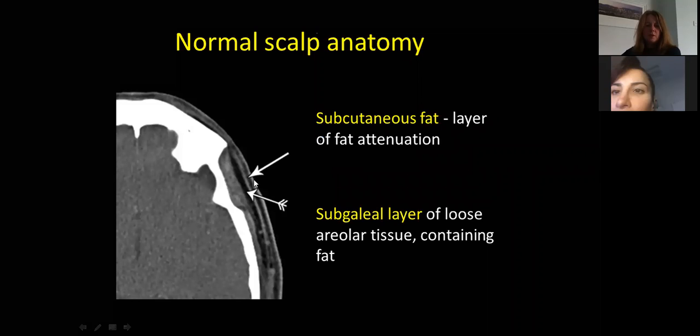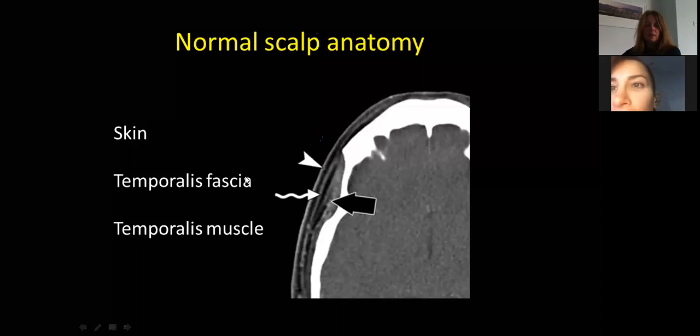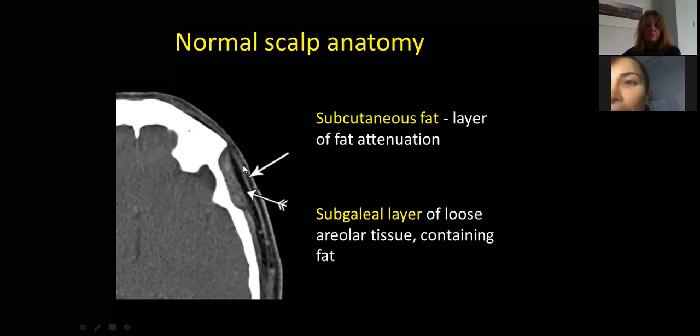So in between the skin and the fascia, you have this little bit of fat here. So this is subcutaneous fat. Fat on a CT is sort of intermediate. So it's not as dark as air, and it's more dense than CSF.